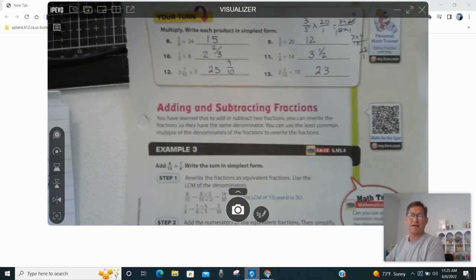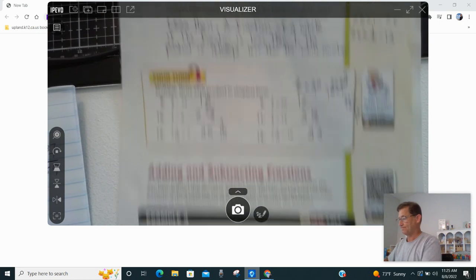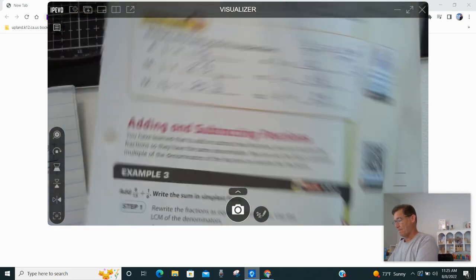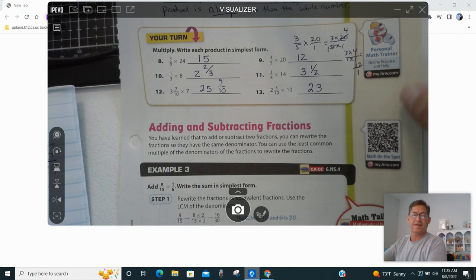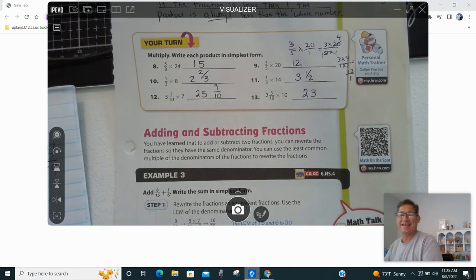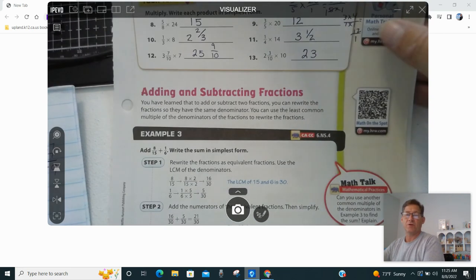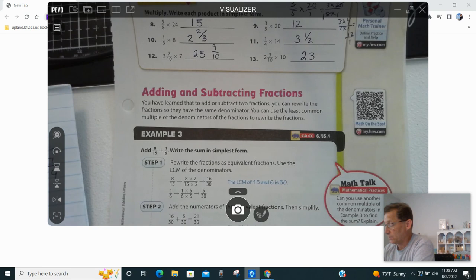All right, adding and subtracting fractions. You've learned that to add and subtract 2 fractions, you can rewrite the fractions so that they have the same denominator. To find a common denominator, we're going to use the least common multiple of the denominators of the fractions to rewrite the fractions.